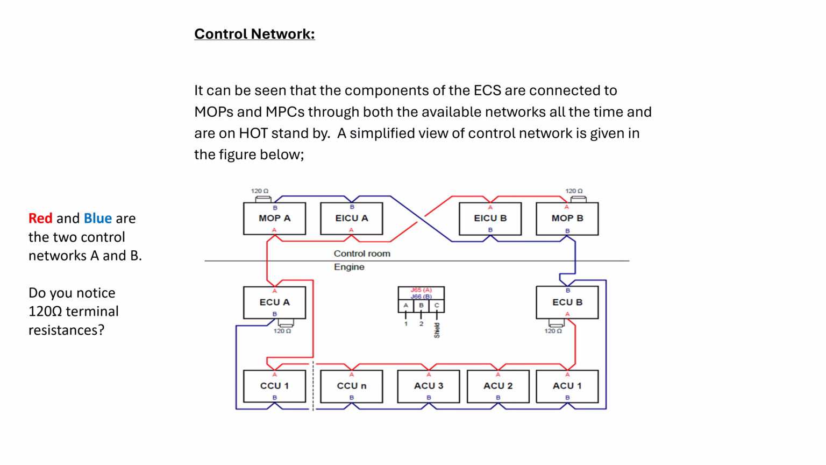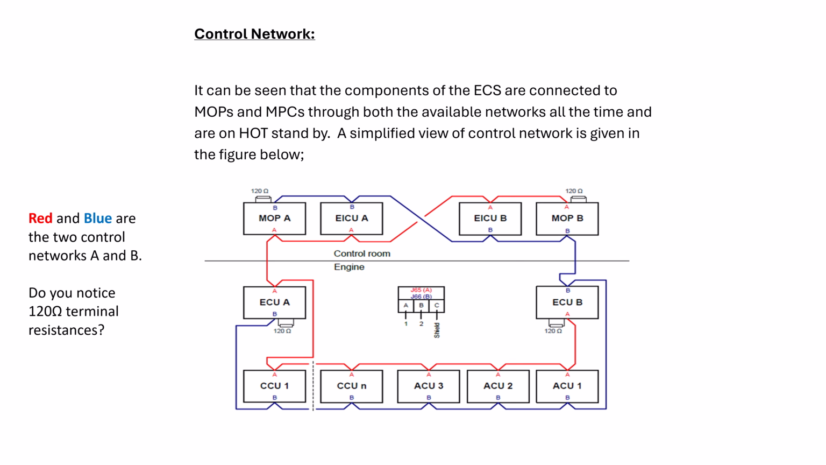Control network. There are two networks, A and B, red and blue, as I'm showing you here. So all MOPs and all MPC controllers are connected with each other. All MPCs are connected to both networks, always available. It can be seen that the components of the ECS are connected to MOPs and MPCs through both the available networks all the time and are, as we call, on hot standby.